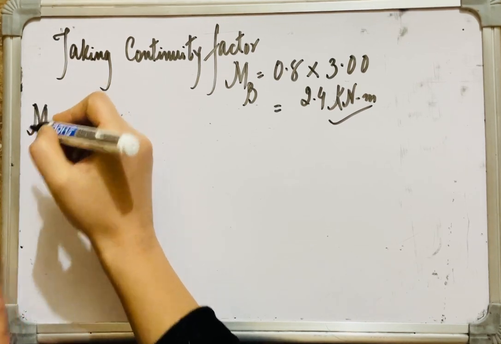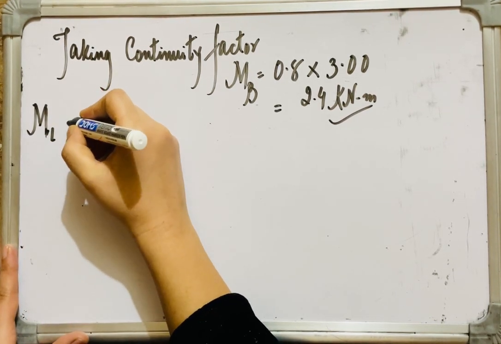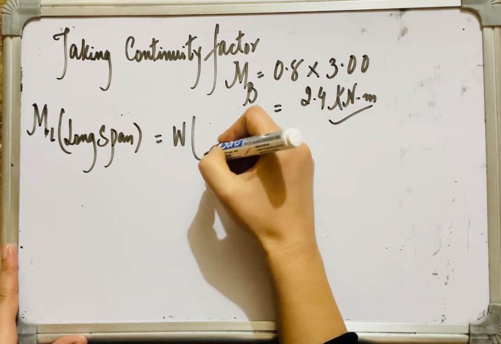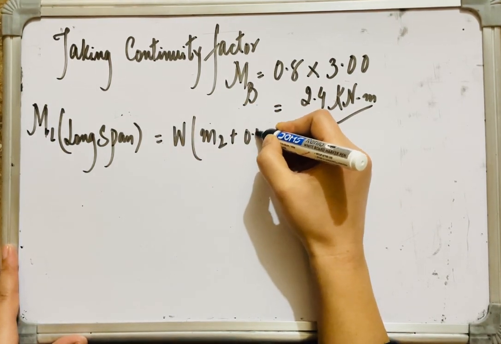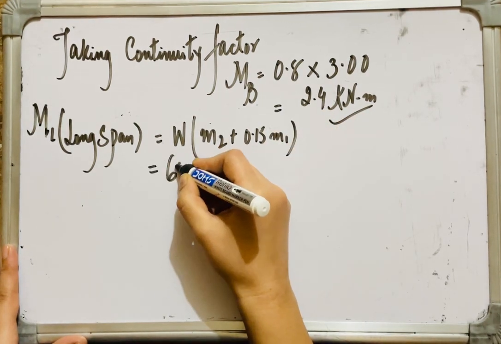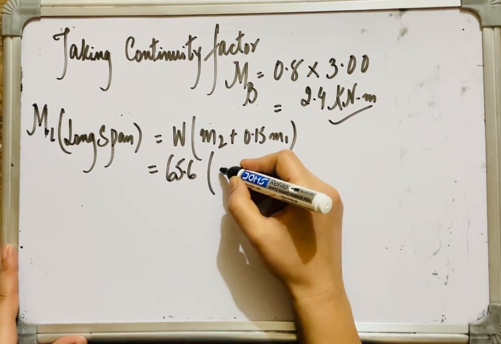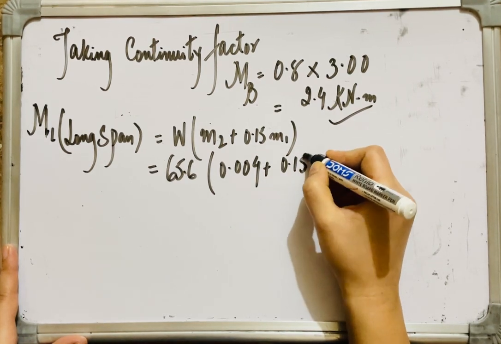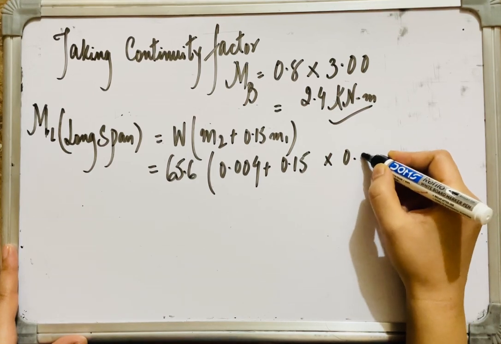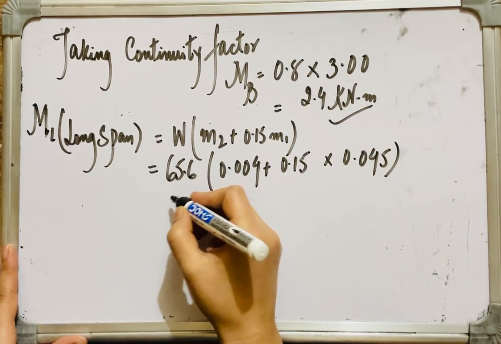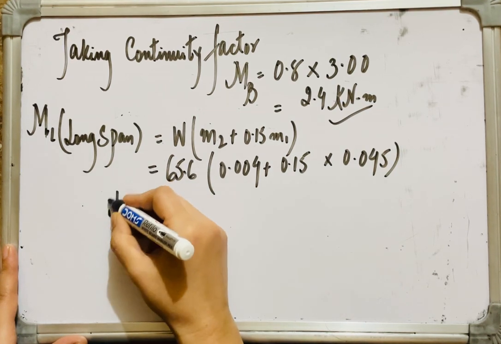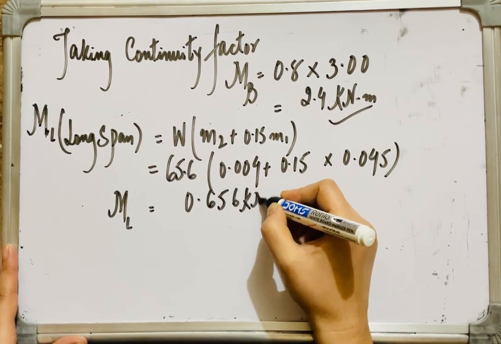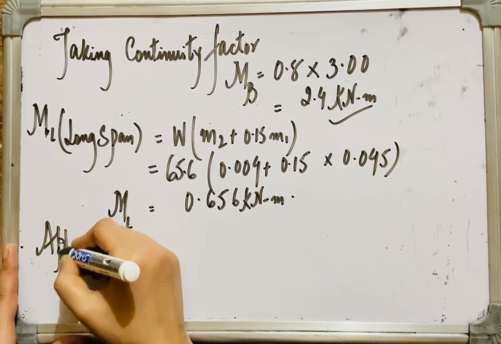All right, now I will calculate my bending moment along the longest span. Long span, you can also write it as short span like this, MB. It is by Pigeaud's theory, M2 plus 0.15 M1, and my W is total load on the panel, 65.6. My M2 is 0.004 plus 0.15 times my M1, which is 0.045. So by calculations, my ML is equal to 0.656 kilonewton meter.